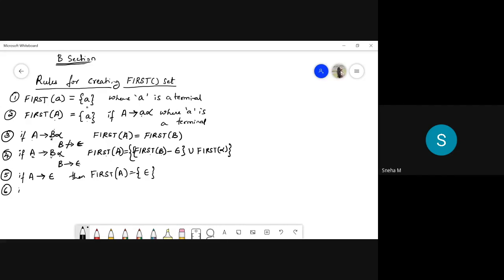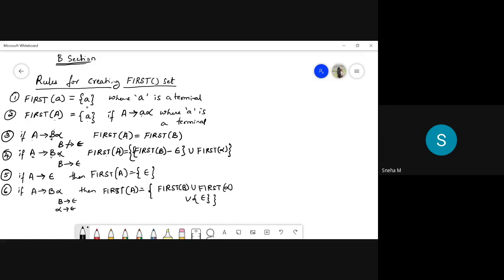The last one is if, in this case, alpha is not giving epsilon. So if I have A produces B alpha, where B derives epsilon, and all the non-terminals in alpha can derive epsilon, then first of A will have first of B union first of alpha union epsilon.